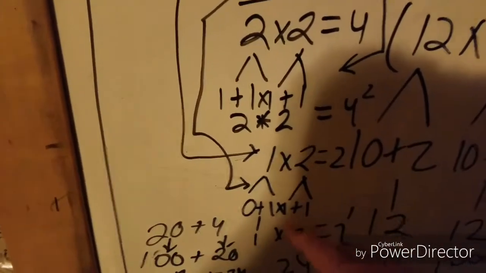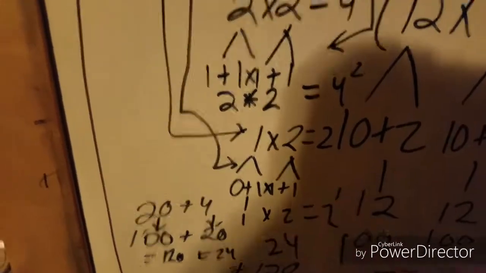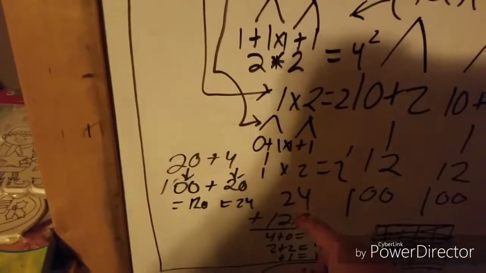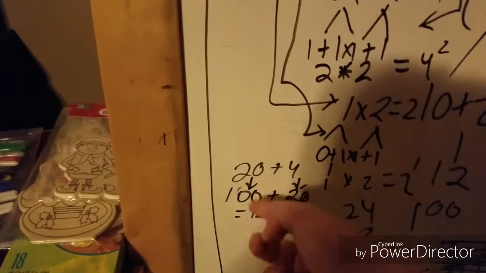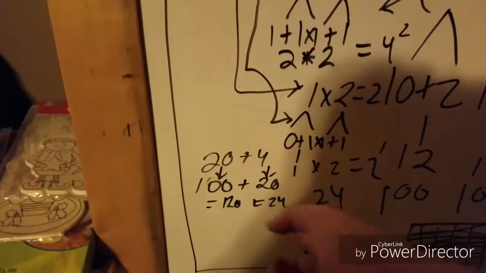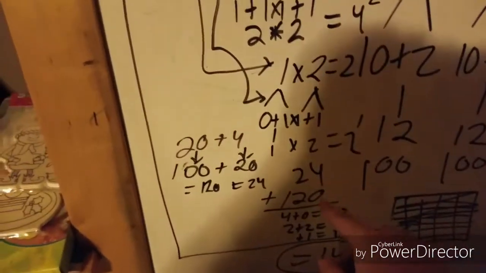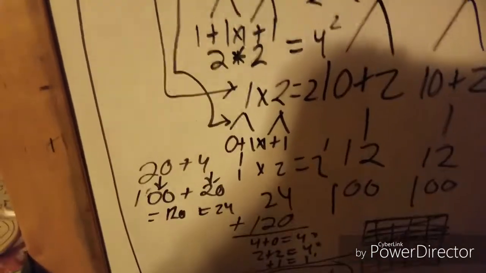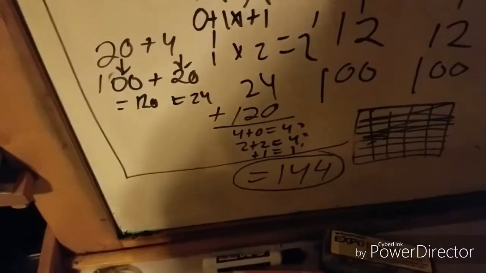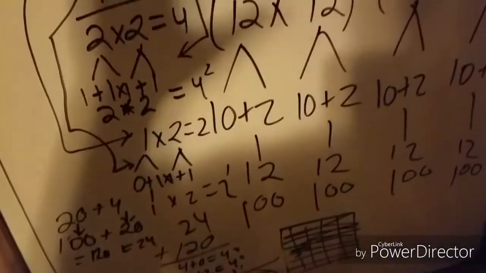0 plus 1 equals 1, times 1 plus 1 equals 2. So 1 times 2 will equal 2. I didn't even bother doing the rest of it, so there would be a lot more. Then you end up with 24 plus 120, 20 plus 4, and 100 plus 20. 20 plus 100 equals 120, and 20 plus 4 equals 24. And here we go. 4 plus 0 equals 4, 2 plus 2 equals 4, and 1 equals 1, getting a total of 144. That took a minute and a half just to read, and not just to do it. This took me 15 minutes.